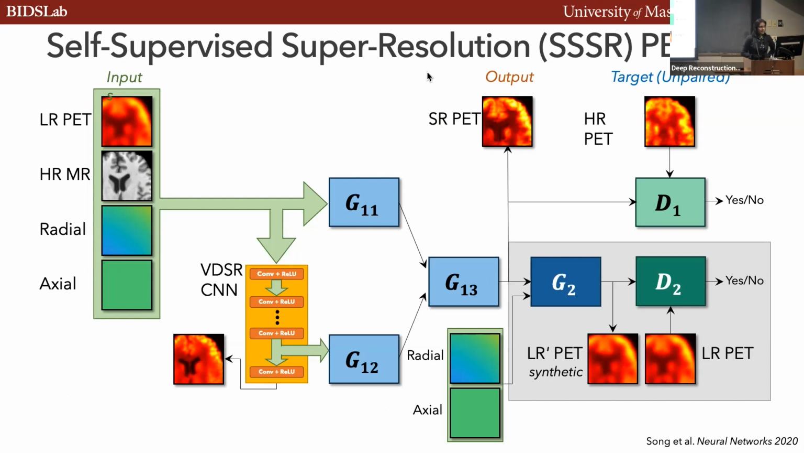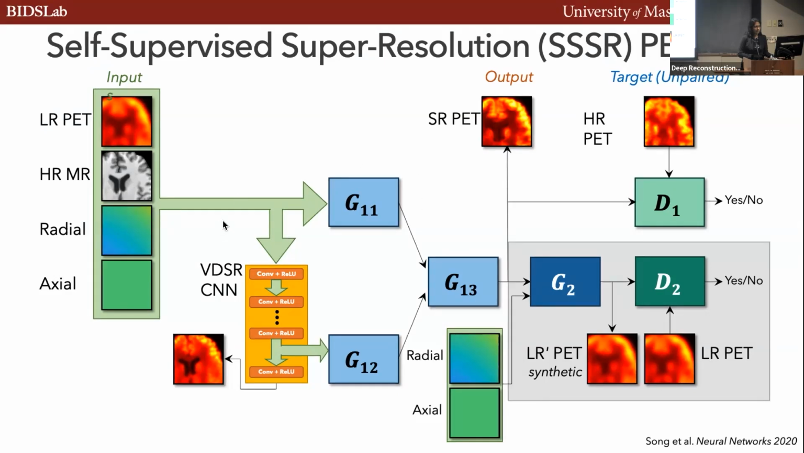So the next step of this work took us to self-supervised super resolution, where we are basically trying to work with two different cohorts, low-res, high-res, unpaired. And so this is a very CycleGAN-like architecture. We have got two sets of generators and discriminators, one performing low-res to high-res mapping and another performing the reverse mapping, and there's cycle consistency imposed.